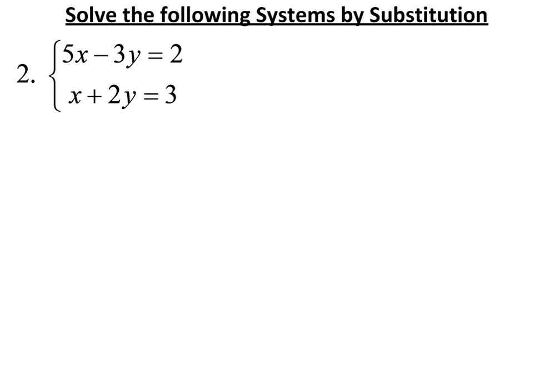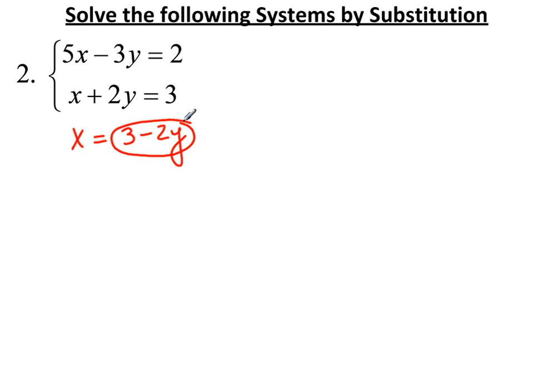Let's look at another example. Now this one's a little bit tougher because the x and the y, neither of them are alone. To get x by itself or y in the first equation is going to take a little bit of work. If I look in the second equation, if I just subtract the 2y from both sides, I can get x by itself pretty easily.